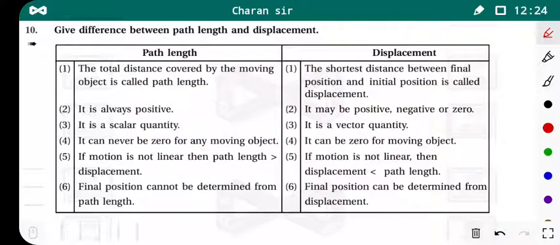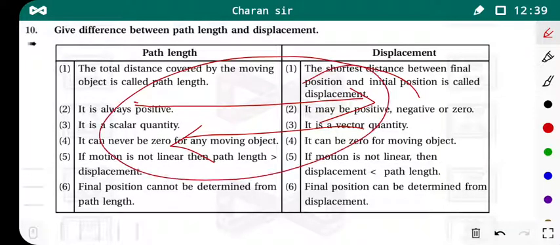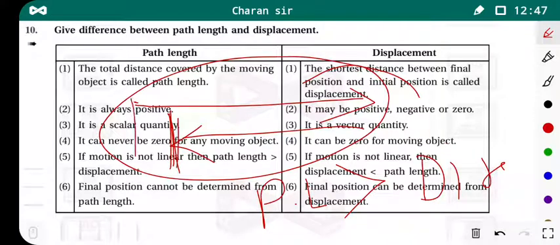Fifth point, that is, if motion is not linear, the path length is greater than the displacement. If your motion is not linear, that means first your object is moving in this direction and then back from here. So in this case your path length value will always be greater than the displacement, because the displacement gives the shortest distance between initial position and final position, but the path length is the total distance covered by the object during its motion.